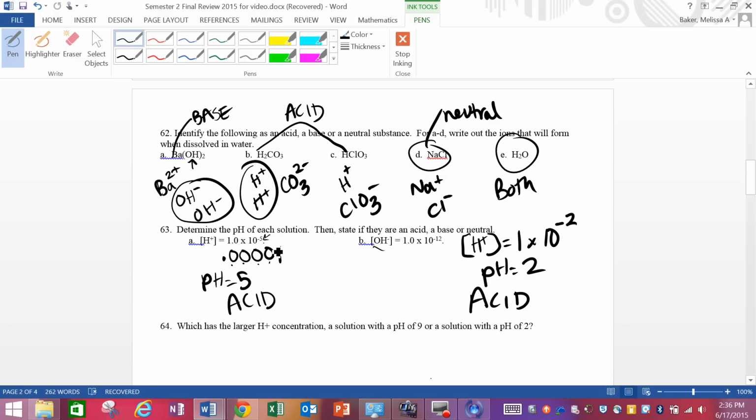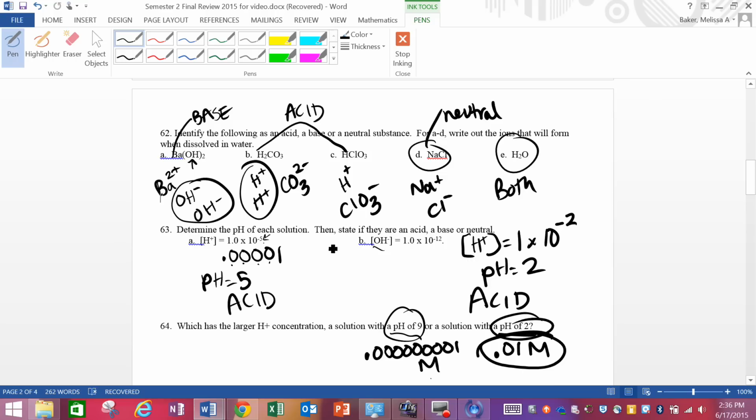Number 64, which one has a bigger H+ concentration? Something with a pH of 9 or something with a pH of 2? Well, this one has a very small hydrogen ion concentration because this is a base. So the answer would definitely be a pH of 2. Although you can also write it out. Here's the hydrogen ion concentration for a pH of 2, and here it is for a pH of 9. As you can see, this is a much bigger number.